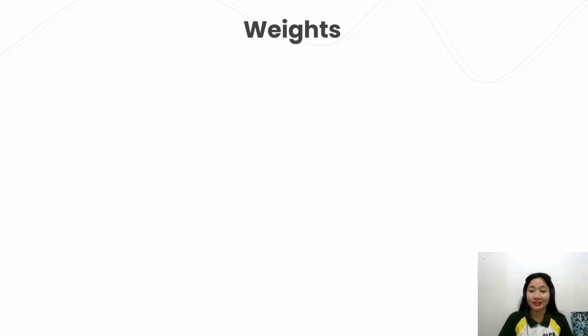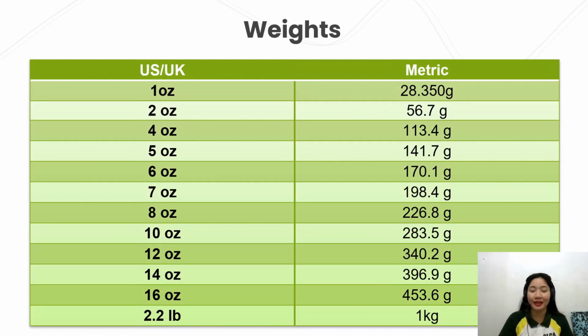Let's proceed, class, to the weights. So we have the US or UK system of measurement, and of course, we have the metric system of measurement. For 1 ounce, it is equivalent to 28.350 grams. Again, 1 ounce is equivalent to 28.350 grams. 2 ounces, we have 56.7 grams.